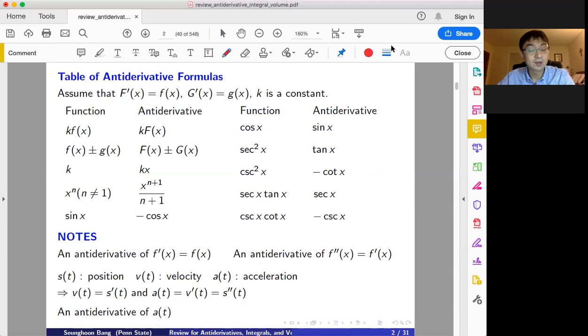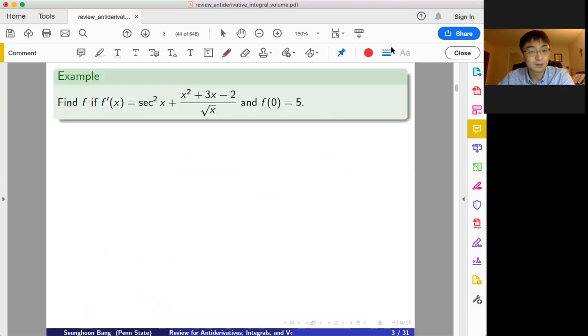The antiderivative of a of t is velocity. The antiderivative of velocity is position. So we have these kinds of things. You need to memorize all of them. So we solve this problem together. The f prime of x is secant square of x plus x squared plus 3x minus 2 over square root of x, and f of 0 equals 5.